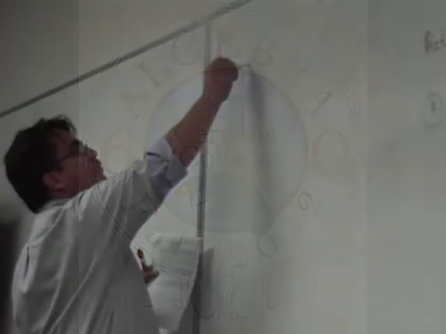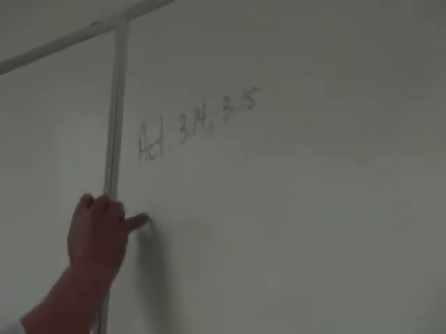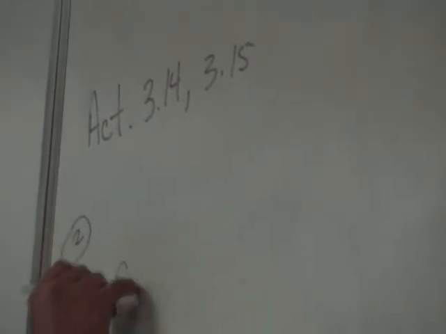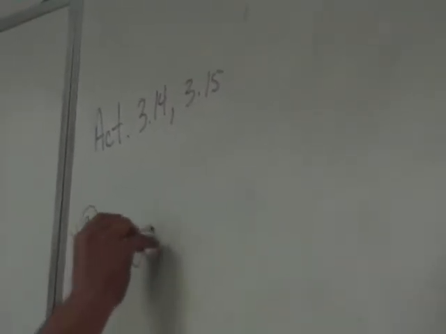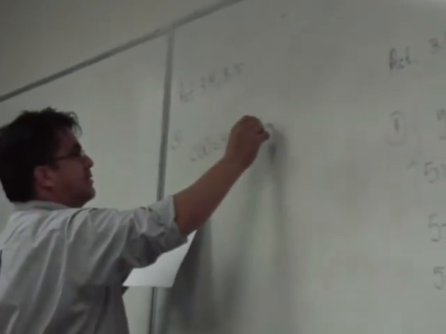So this is from 3.14, 3.15, number 2. So here's what you are told. The equation C of x is equal to 140x plus 3,600.